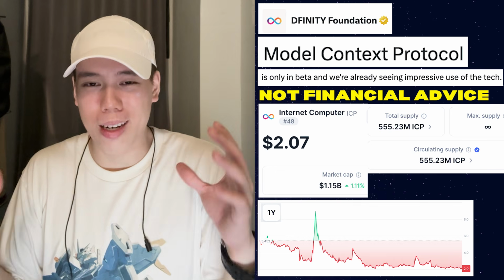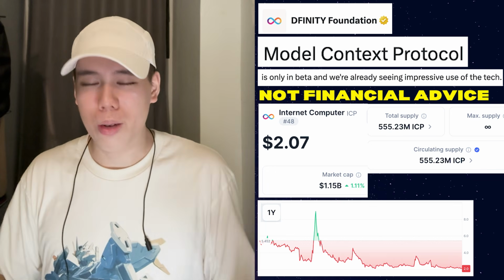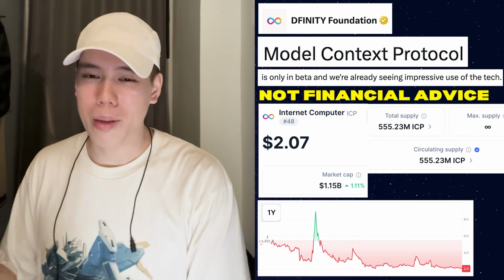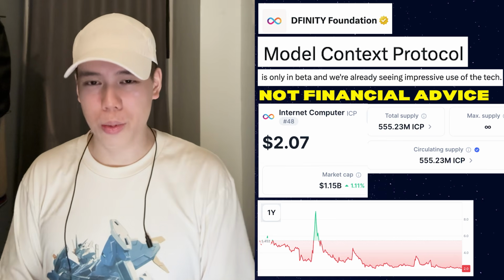But it doesn't seem like that. It seems like because the testing mode went so well, to me it feels like they might be really close to launching the full-on Model Context Protocol.